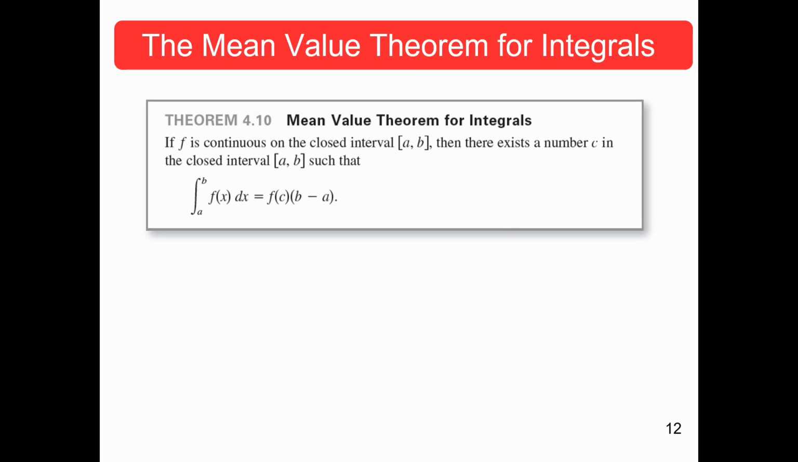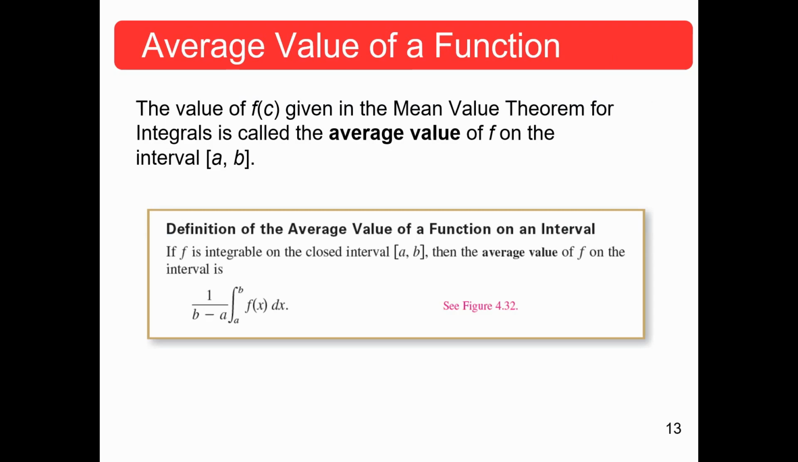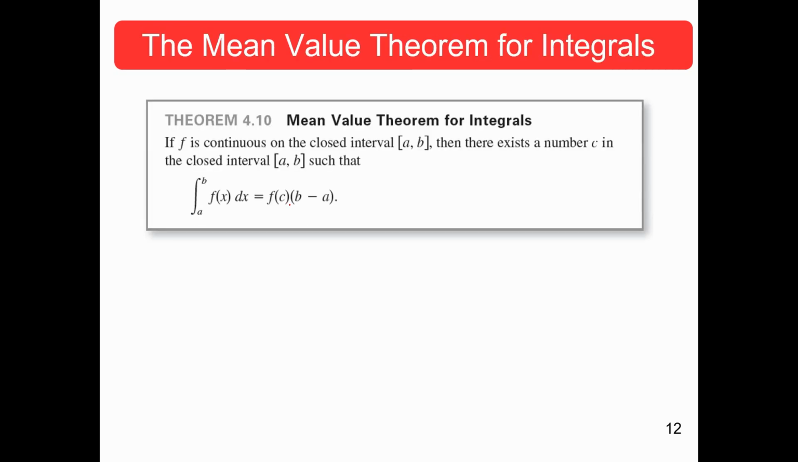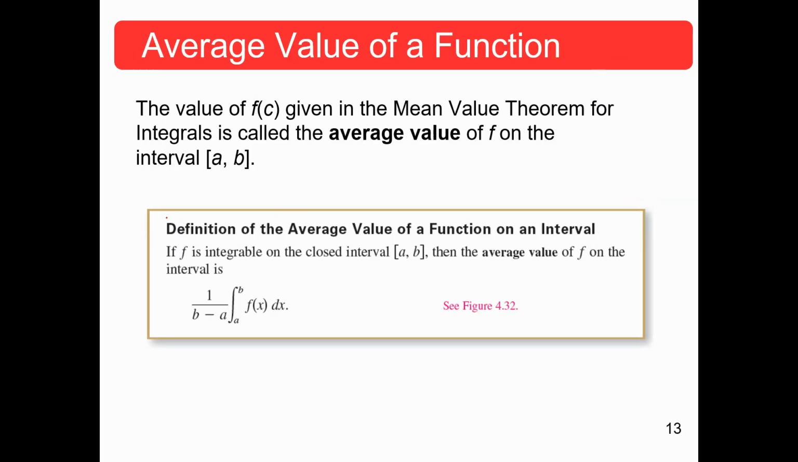Now, more importantly, to me, is what's called the average value of a function. And this is that value f of c. This is the average value. So we basically just take this and rearrange it. We divide by b minus a, putting 1 over b minus a over here, and this gives us the definition of the average value. So anytime you're asked to find the average value of a function over a specific interval, integrate it and then divide by however long the interval is. So 1 over b minus a.